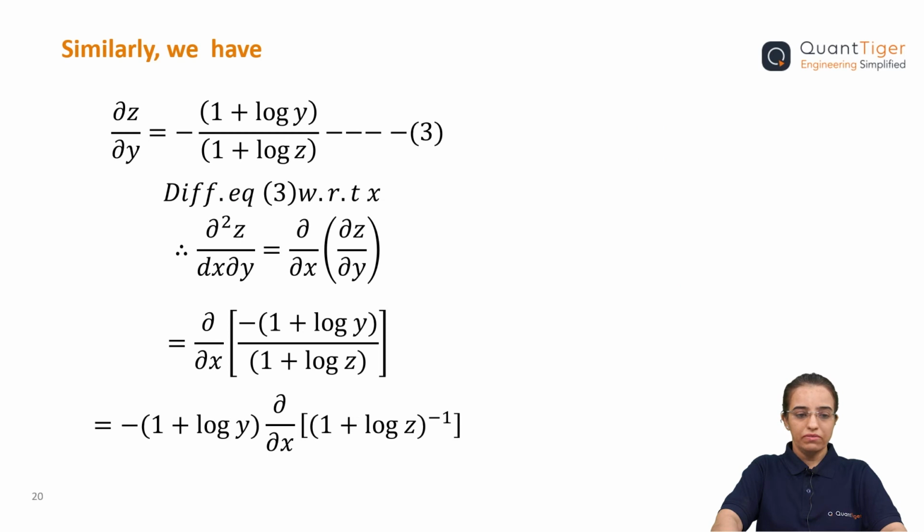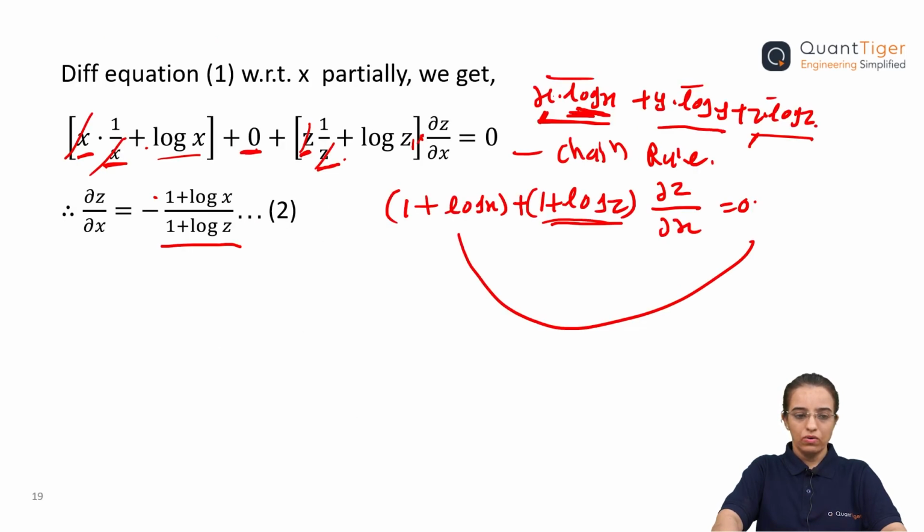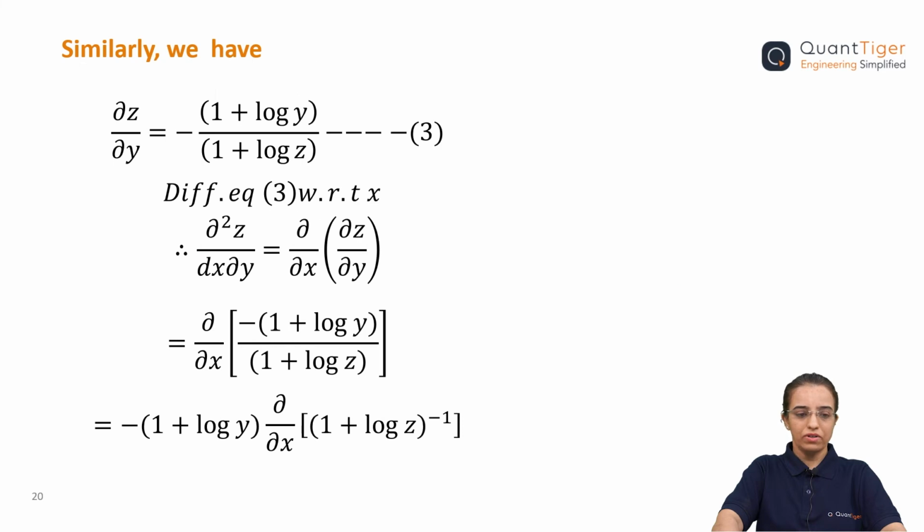Similarly, we can find del z by del y. The only thing is, here we differentiated with respect to x, while for finding del z by del y I have to differentiate with respect to y. So only the difference will be here, I will get a y, and I will call it equation 3 because I need that value.